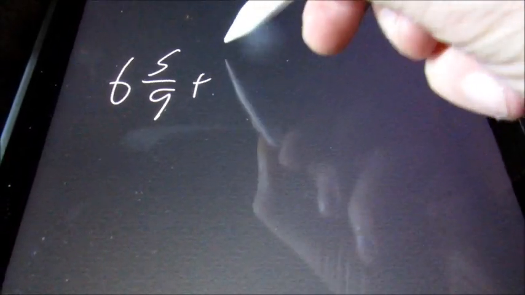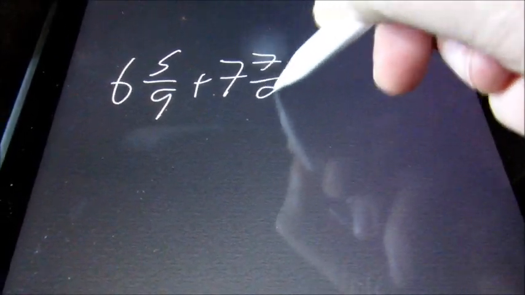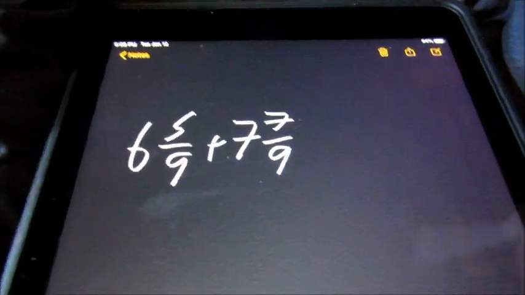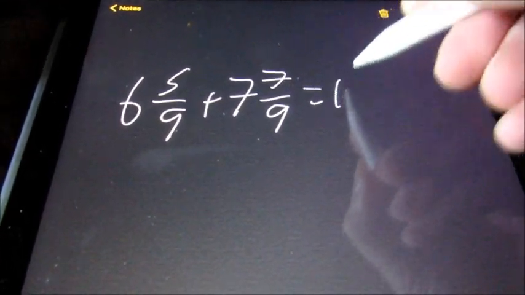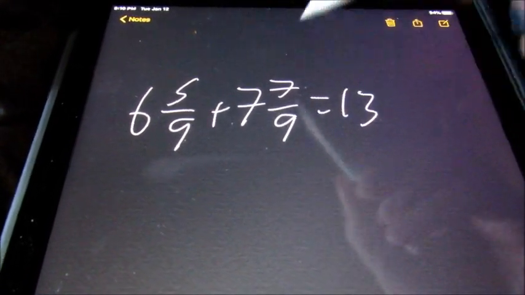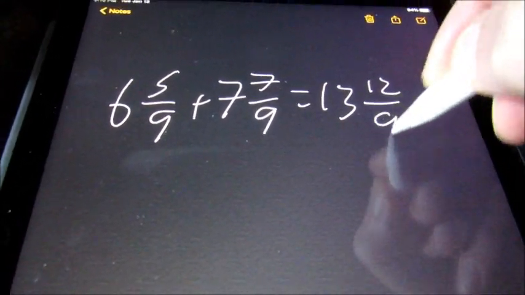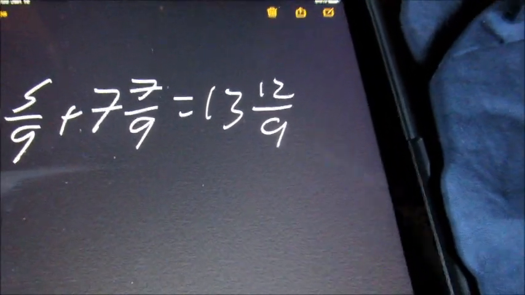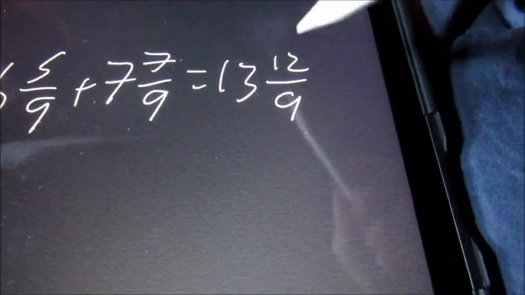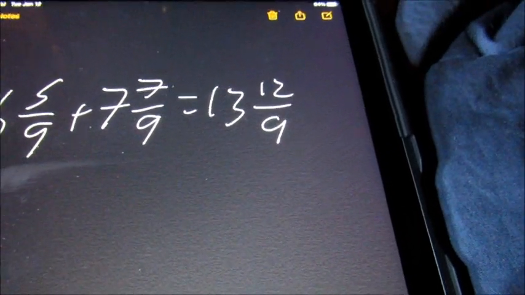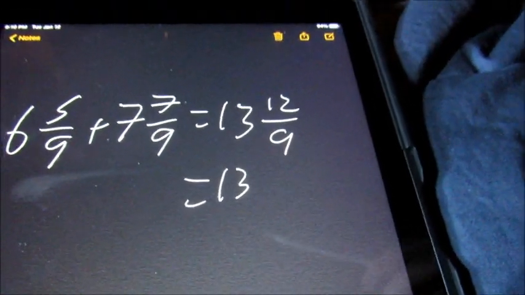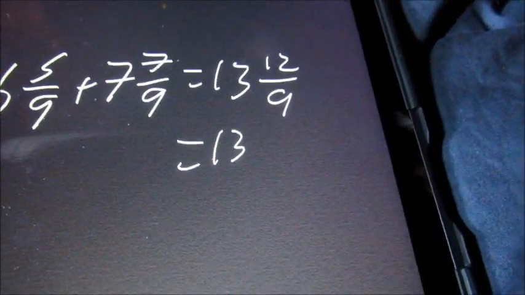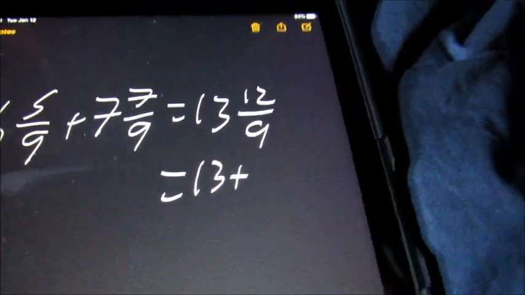Next, let's say I have 6 5/9 plus 7 7/9. Okay, I'm going to do this one the same way. So first, I'm going to have 6 plus 7 equals 13, and then 5 plus 7 is 12, and the denominator is 9. Now here, I can't keep this as an improper fraction. So what I have to do is I'm going to keep the 13, and remember, this is 13 and 12/9, so that means 13 plus 12/9.